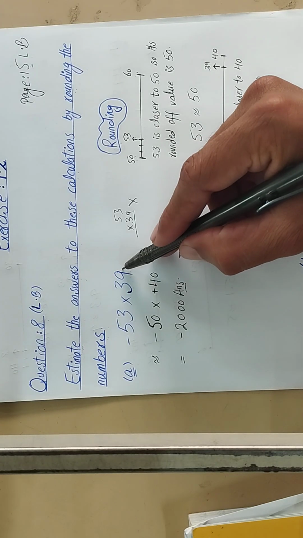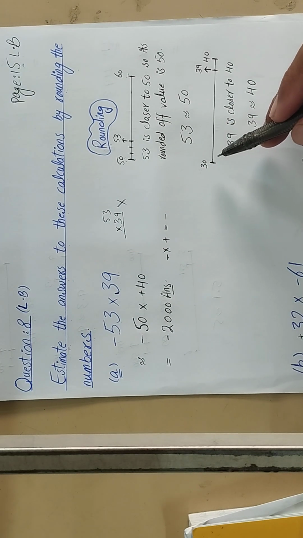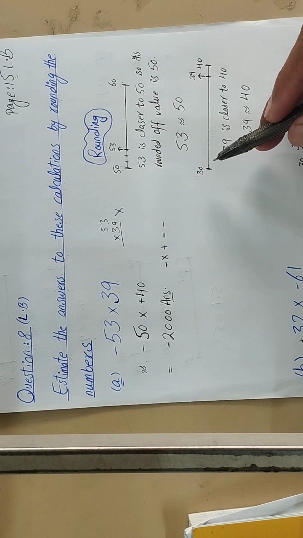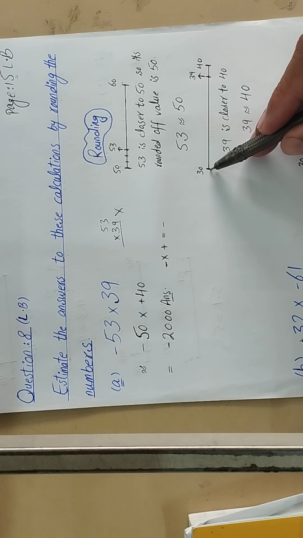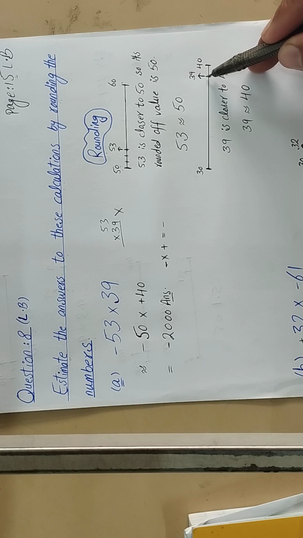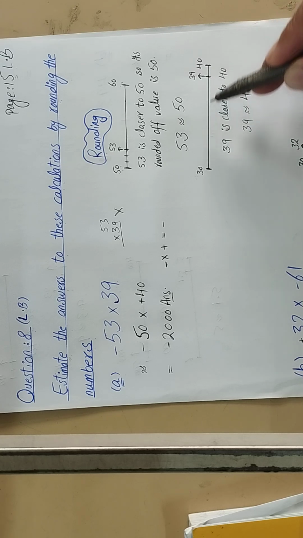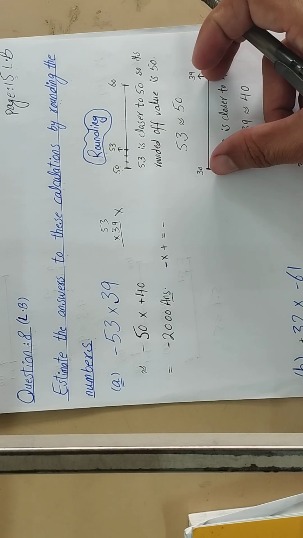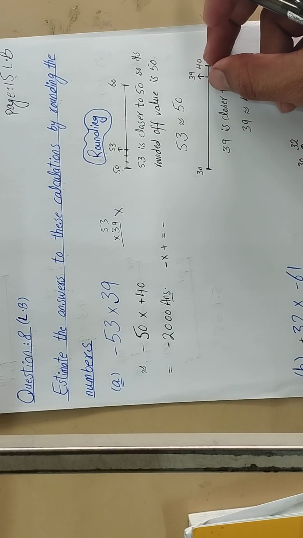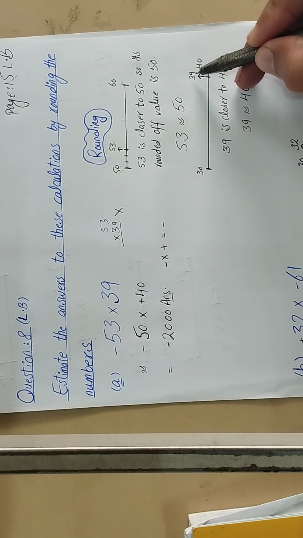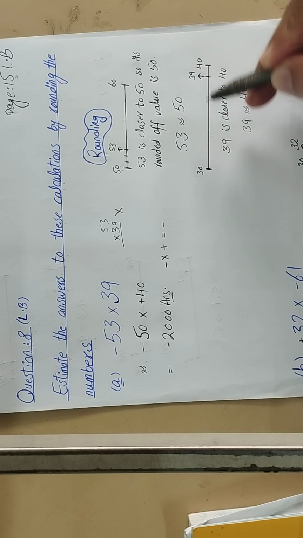Now let's round off this second number 39. For that, see on the number line, 39 is between which two tens? It is between 30 and 40. Here you can see that 39 is closer to 40 as compared to 30. There is a big gap between these two numbers as compared to these two numbers.